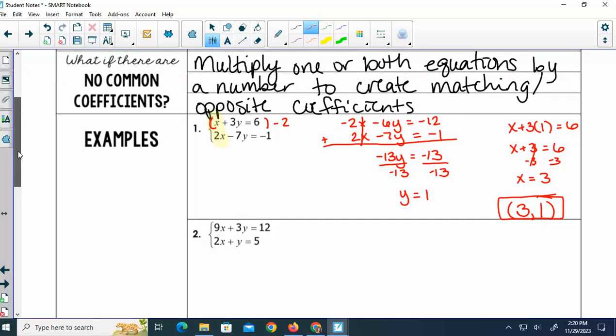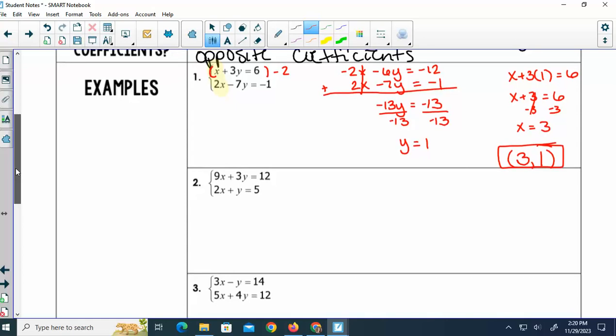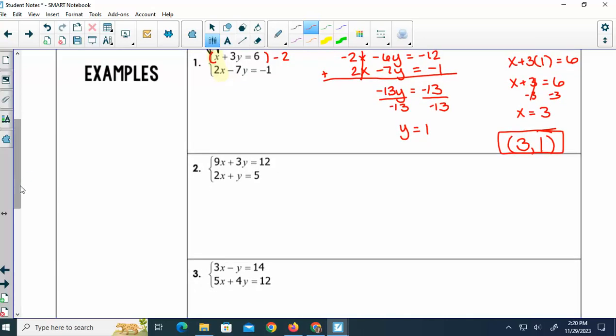Let's look at number 2. So you have to decide, do you want to cancel out x or y first? The y. Okay, so the bigger number is 3, so to get a, what would I have to turn this one into? Alright, so we need to multiply it by negative 3.